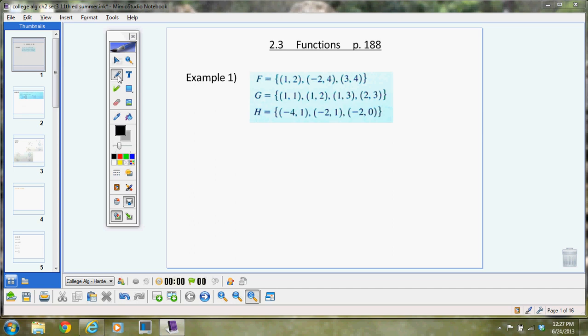Okay, let's look at example 1 and 2. On example 1, what they are asking us is, is this a function? So we have three different things, f, g, and h, and we want to know, are they functions?